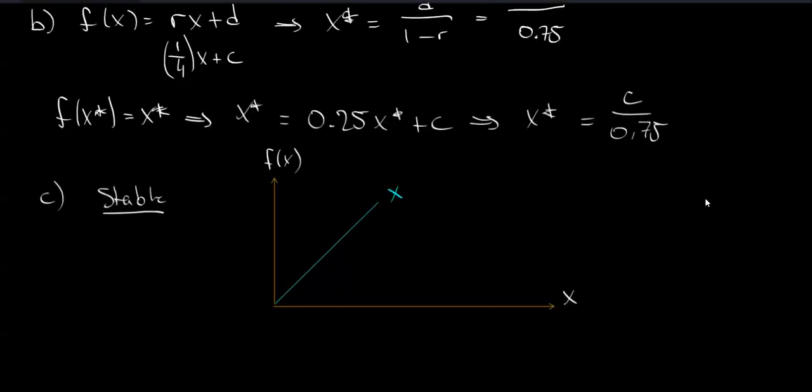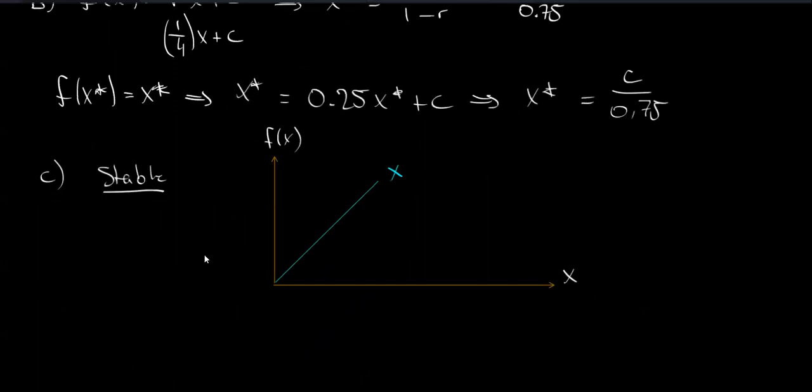Remember that our updating function here is f of x equals a quarter x plus c. So the way we draw this function is we know that the y-intercept is c. Now let's just, for the sake of argument, assume that it's positive, but you'll see that this is valid no matter what the value of c is. And now we've got to get our slope. What's important to get here is that our slope is a quarter.